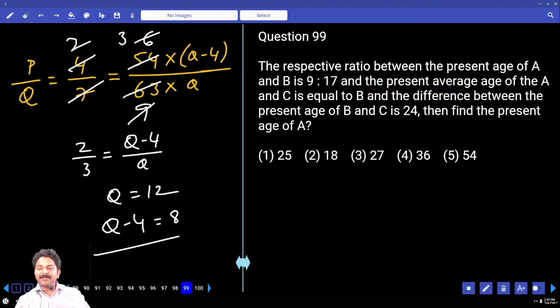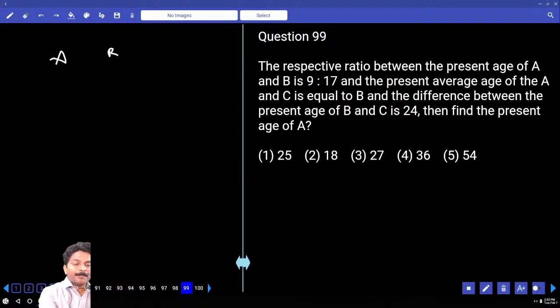The respective ratio between present ages of A and B is 9:17. The present average age of A and B is equal to C. Average of A and C is equal to B, right? The difference between present ages of B and C is 24. Find the present age of A. First, straightforward: A's present age is how many parts? It should be a multiple of 9. Only one option we can eliminate. Now we have to solve.